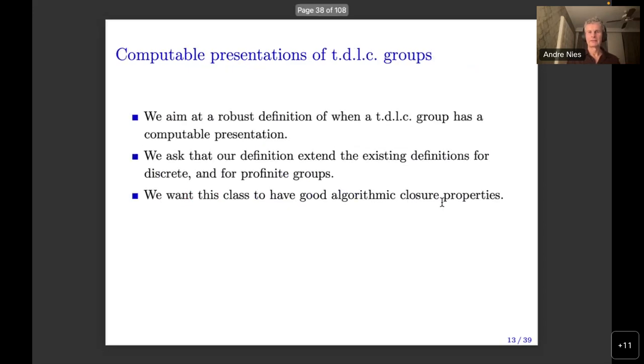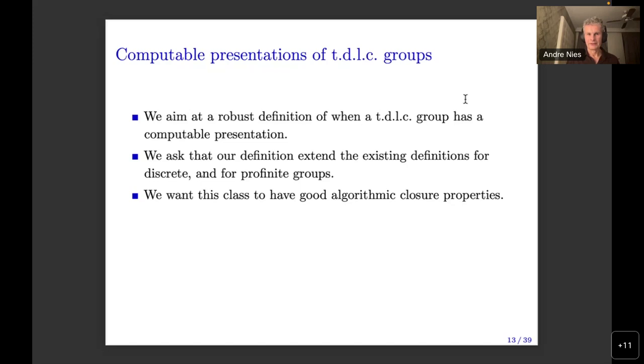Okay, so now how to get a computable presentation of a TDLC group, and what do I want? I want robustness. In particular, I want that the existing definitions for the known subclasses carry over. I mean, I get the same notions on those subclasses, and I want good algorithmic closure properties. And of course, I want the examples I have to be computable.